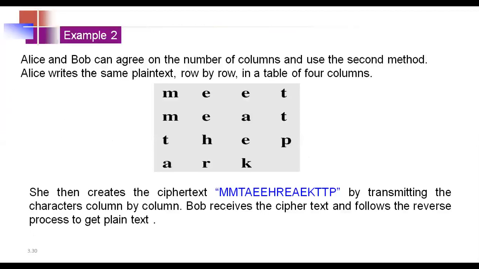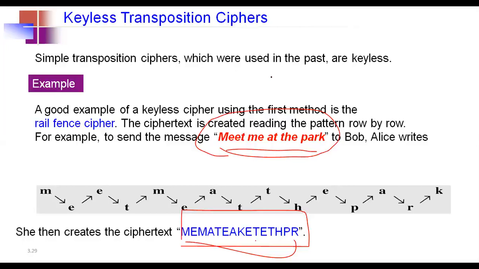Another way is Alice and Bob. For example, Alice is the sender, Bob is the receiver. Alice and Bob can agree on the number of columns and use the second method. So if they agree not on the rows but on the number of columns, Alice writes the plain text row by row in a table of 4 columns. What is the message? "Meet me at the park" is the plain text message.